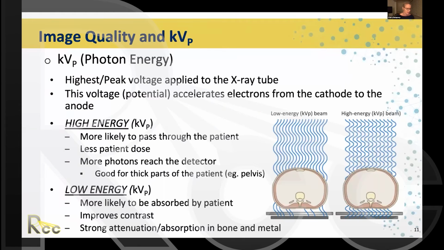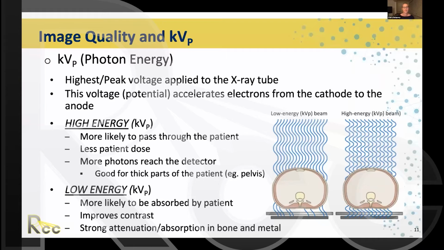So this is just a quick recap of image quality and KVP. I'm sure you've heard all of this before, but it's always nice to have a refresher. So the KVP in our image detector or our imaging system relates to the photon energy. And this is the highest peak voltage that's applied to the X-ray tube.